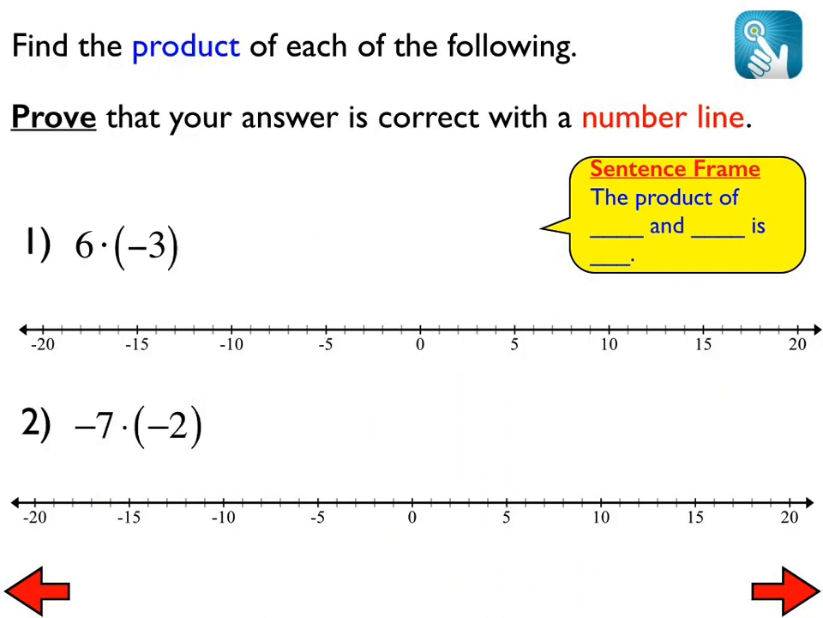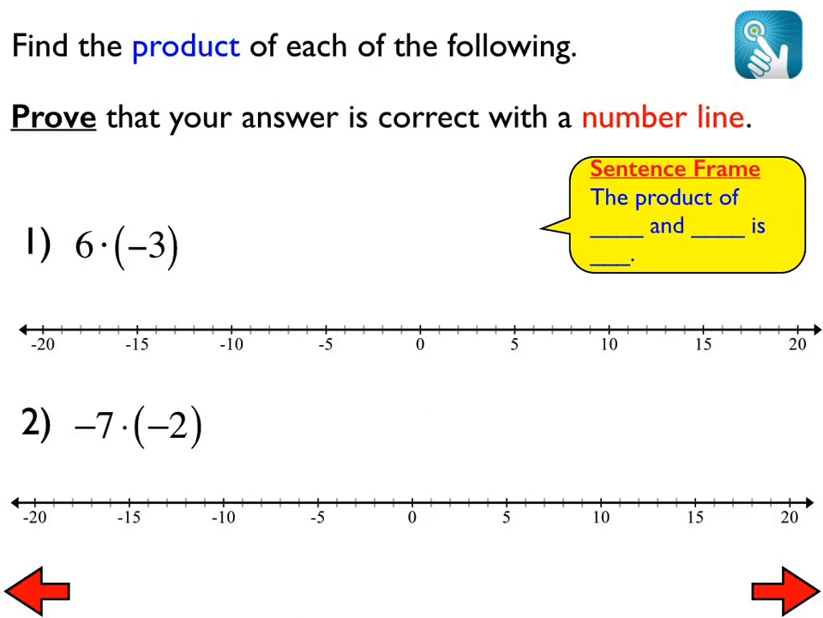All right, these two I know are in your notes. Find the product of each of the following with a number line. We're going to go through all of the methods as we go through the different problems here. With your shoulder partner, you have a sentence frame up there. The product of blank and blank is blank. Obviously, you're not using the word blank.